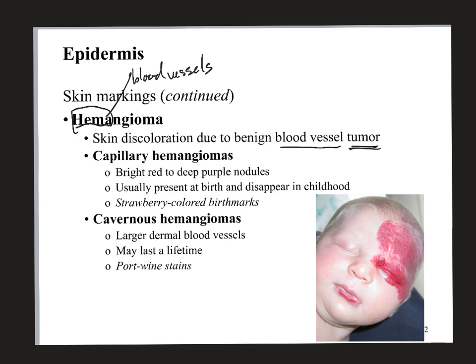So a couple categories. You have capillary hemangiomas, which are bright red and deep purple nodules, and these are your strawberry colored birthmarks. They usually disappear in childhood. And the more permanent ones are the cavernous hemangiomas. These are larger dermal blood vessels that may last a lifetime, and some of them include the port wine stains. And over here, what I gave you in the picture on the bottom right is an example of an infant who has a port wine stain. And you can see how deep, dark colored the blood vessels are at the surface of the skin.